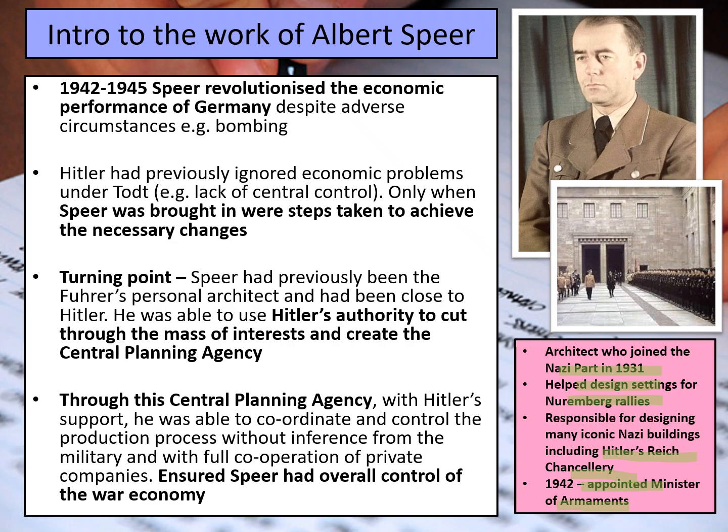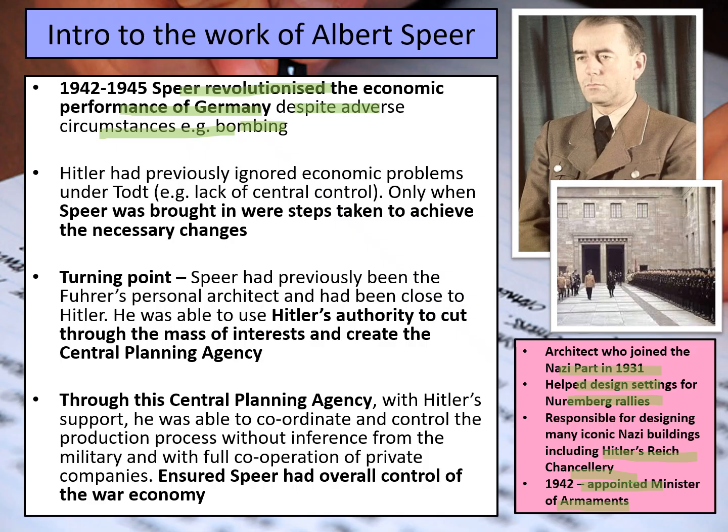And in that job, he managed to revolutionise the economic performance of Germany, despite the fact that there were lots of adverse circumstances. It mentions here about the bombings, which hopefully you've seen in Unit 6.1. Remember that they started with bombings in March 1942 with the bombing of the city of Lübeck, and then it grew in greater intensity in 1943. Remember that between March and July 1943, 43 German cities were bombed.